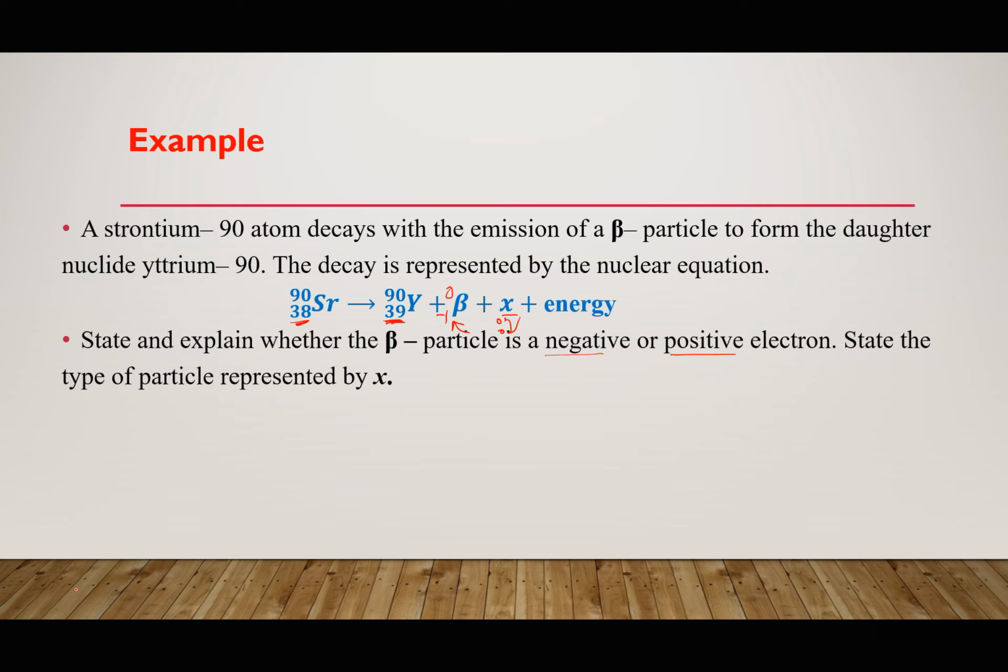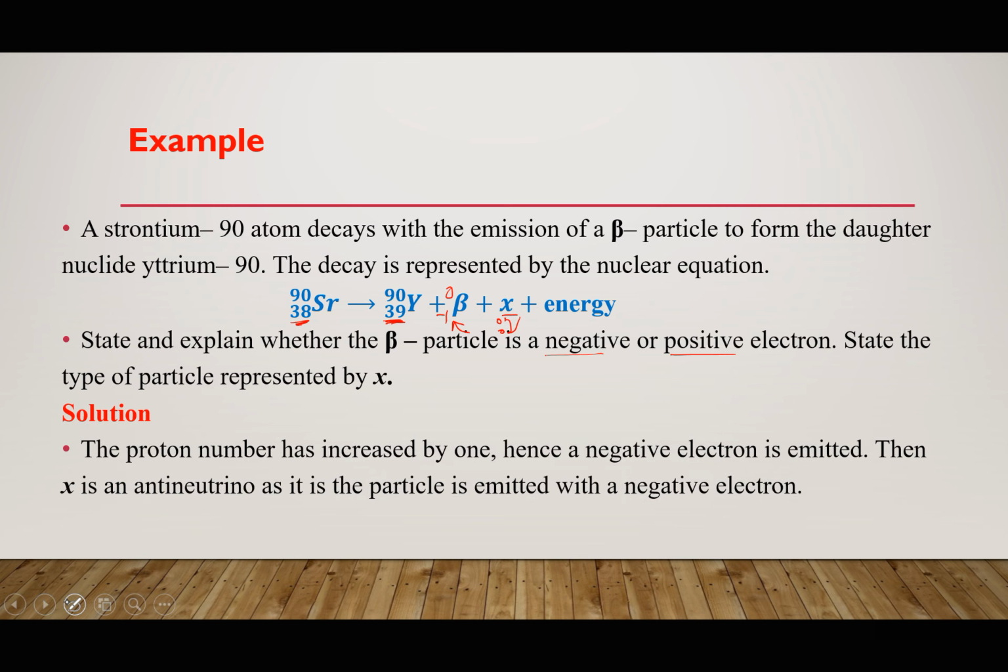This is accompanied by the energy. The proton number has increased by 1, which means a neutron has changed into a proton. Hence, a negative electron is emitted. Then X is going to be the antineutrino, as it is the particle that accompanies the negative electron. Because the proton number has increased, a neutron has changed into a proton. So if we balance the equation, we can see that it's beta minus. Beta minus is a normal particle, and a normal particle is accompanied by an antiparticle. That's why X is the antineutrino.